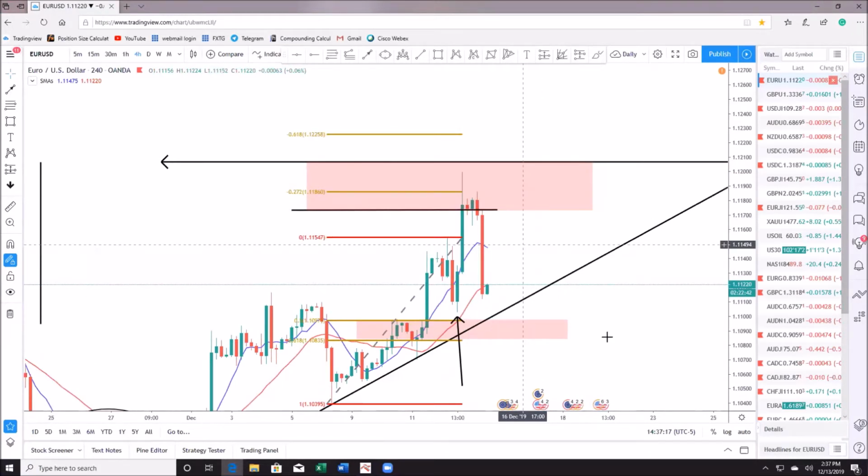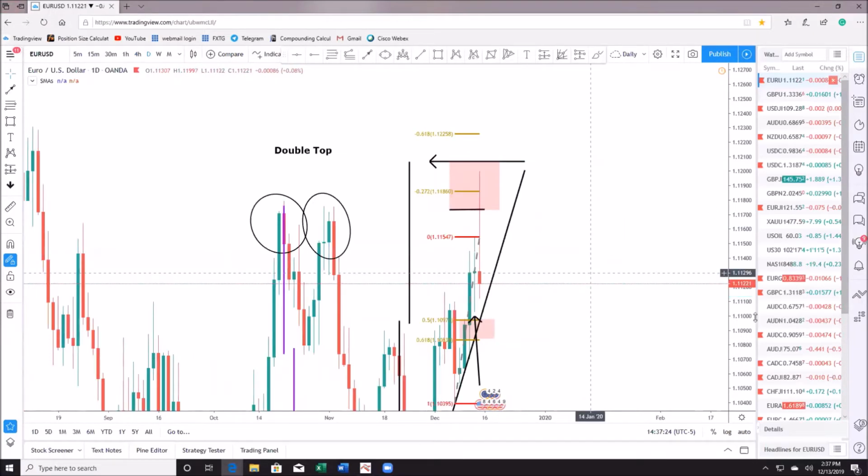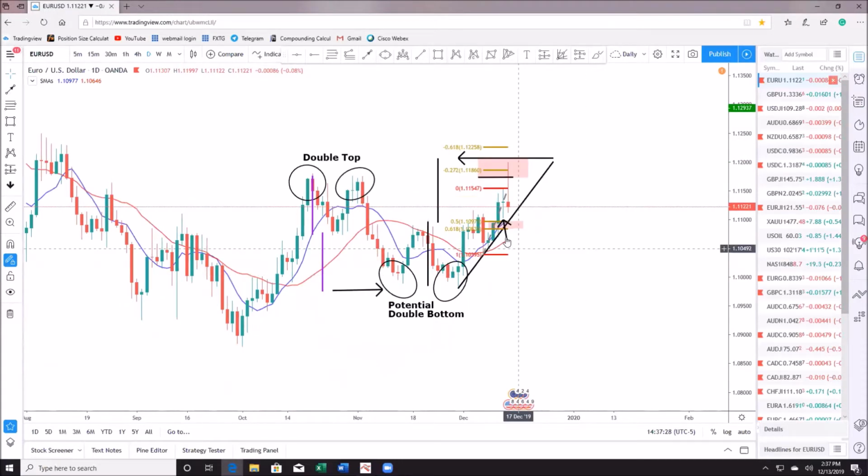And now it's coming back down, bearish. So if we come back to the daily, if we zoom back out to this, I want to show you the 4-hour first, because that's what we were looking at. So let me get rid of this arrow, clean this up a little bit. Let me get rid of this Fibonacci level here as well.